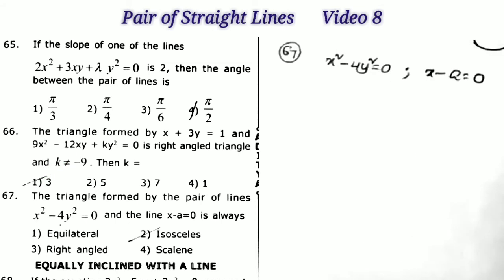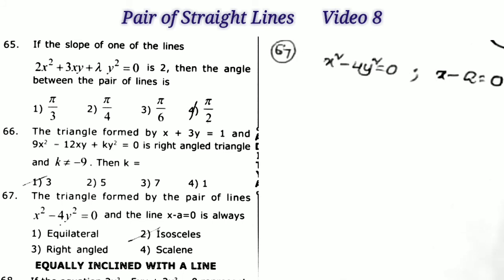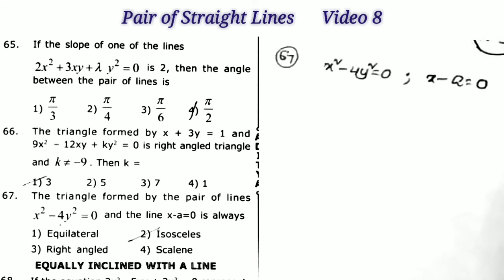Next question, sum number 67. The triangle formed by the pair of lines x square minus 4y square is equal to 0 and the line x minus a is equal to 0 is always. The options are equilateral triangle, isosceles triangle, right angle triangle or scalene triangle. That is, we have to find the angles between the lines here to tell what it is. Okay, to tell about the triangle here, we have to take the values of the angles first.